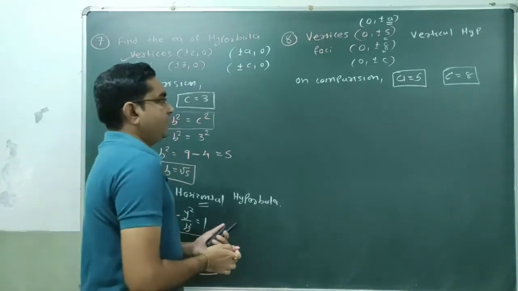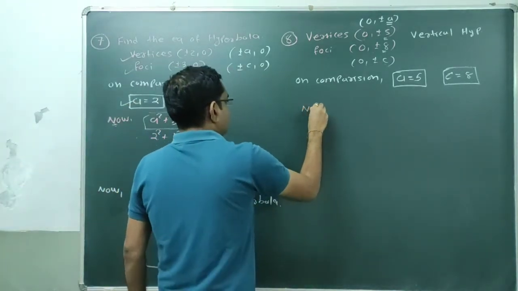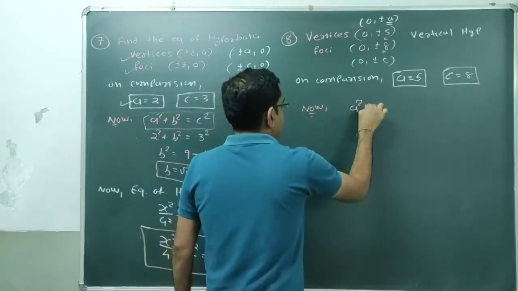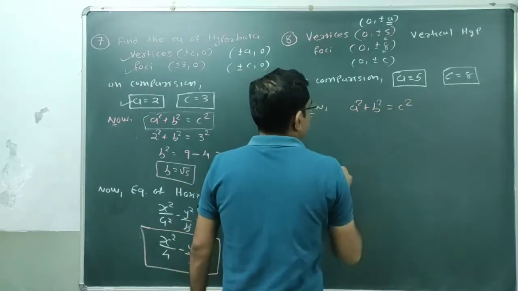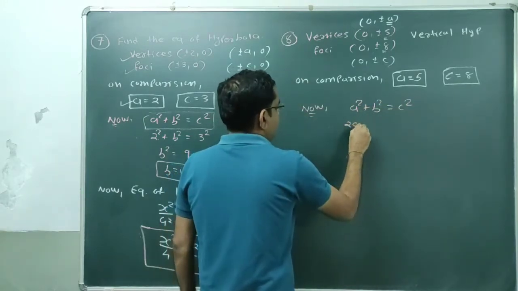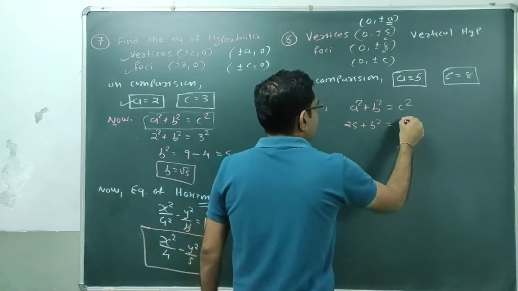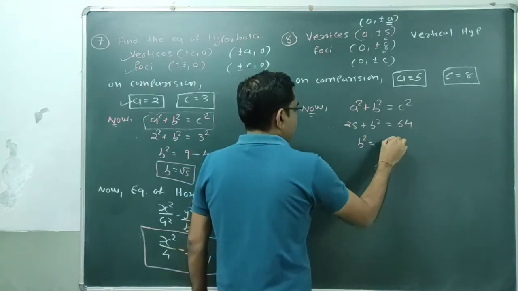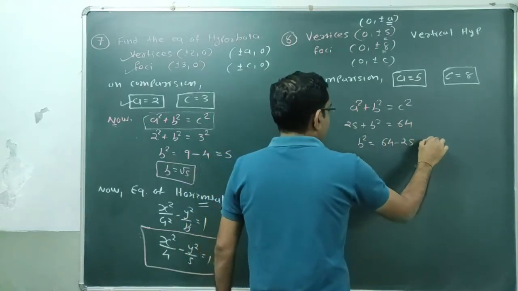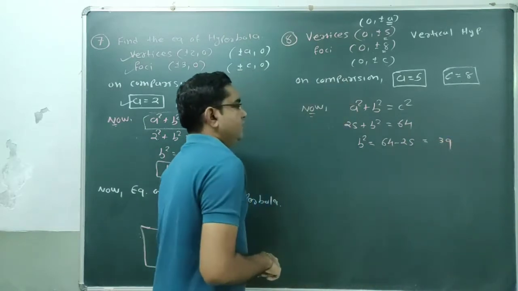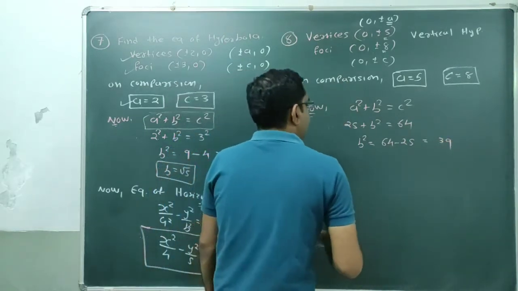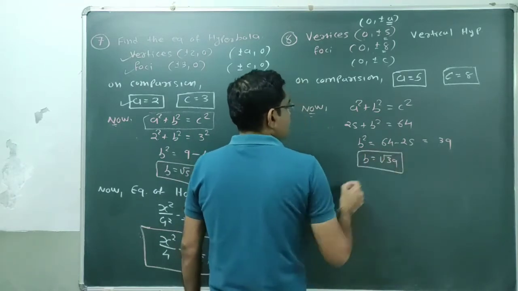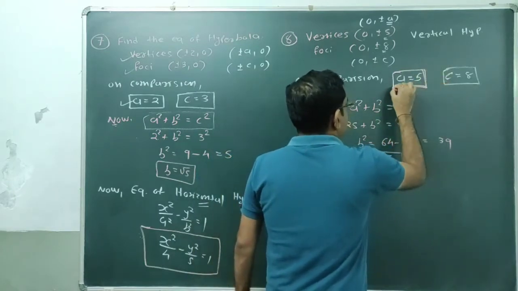Again using the same formula, the relationship between a, b and c in the case of a hyperbola is a square plus b square equal to c square. Put the values: a square 25 plus b square equal to c square 64, and therefore our b square will be 64 minus 25, which is 39. So b will be the square root of 39. This is the value of b, and this is the value of a.